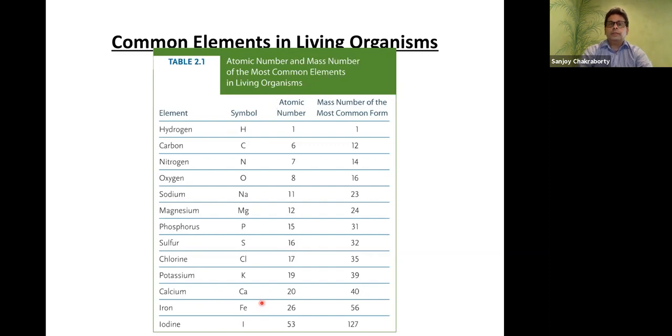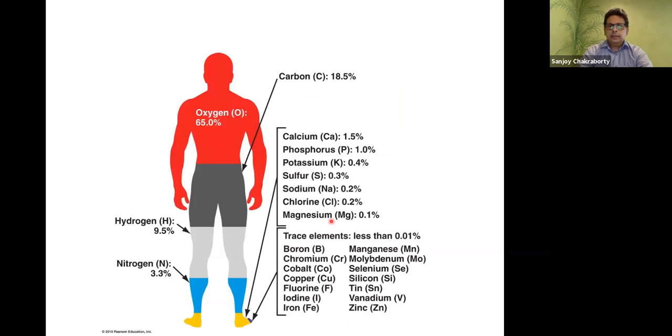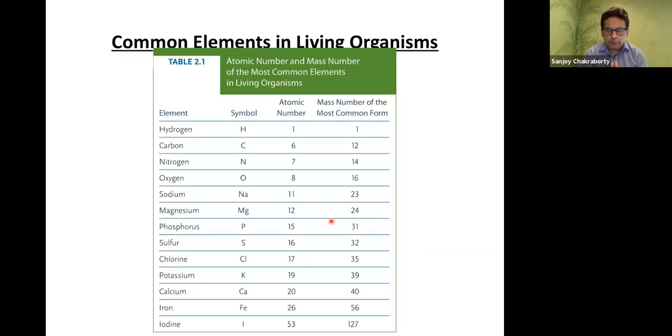Now, two important things. One is the atomic number, two is the mass number of an atom. First, let's learn the definitions. Atomic number is the number of protons in an atom. And mass number is the total number of protons and neutrons in an atom. These are the two simple definitions.